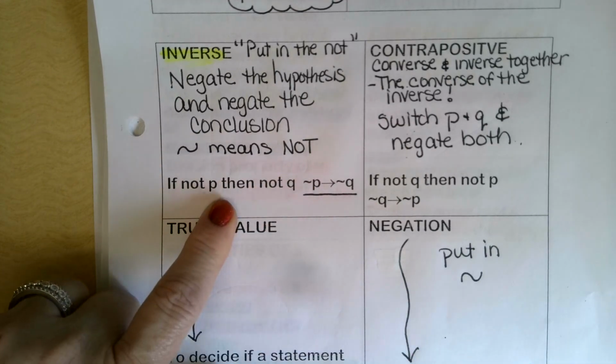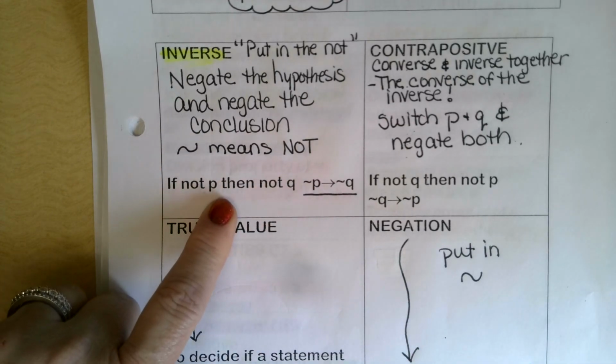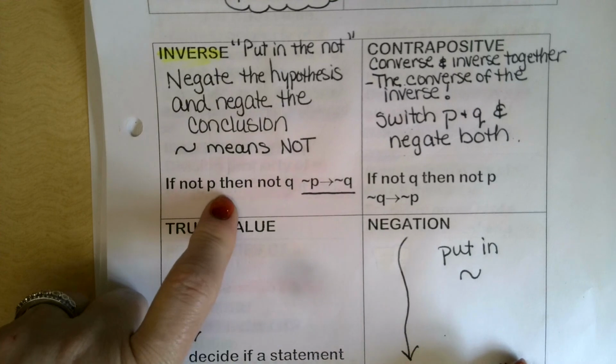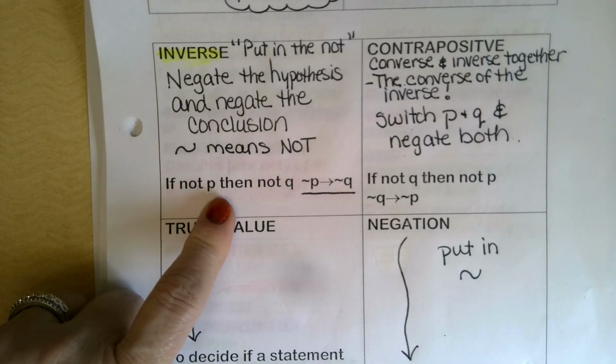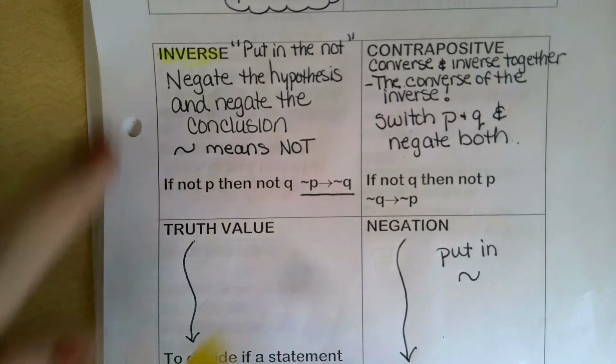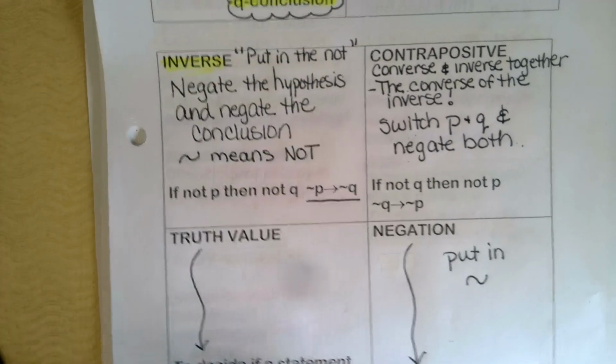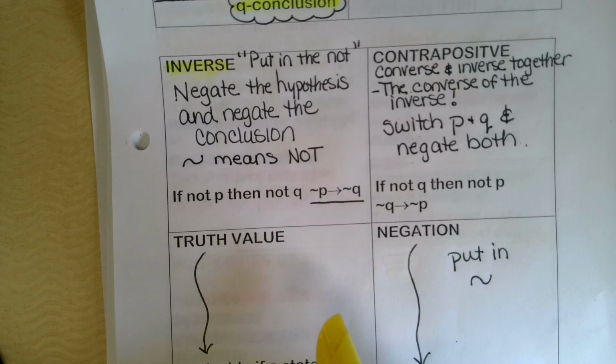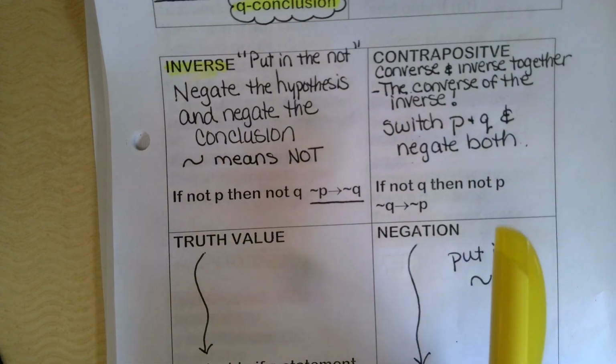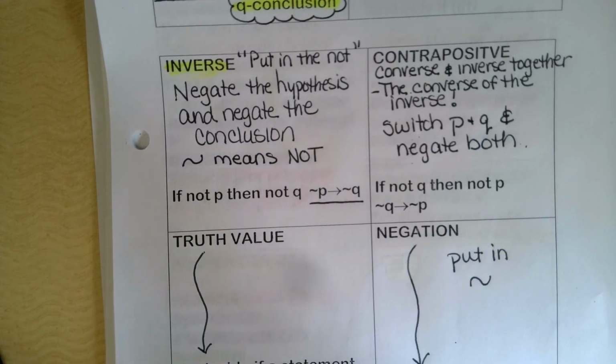If you do not clean your room, then you can not go to your friend's house. See how that works? We put in the nots. Okay. All right. So inverse, put in the not. That's the easy way to remember it. Converse is the reverse. Inverse, you put in the nots.